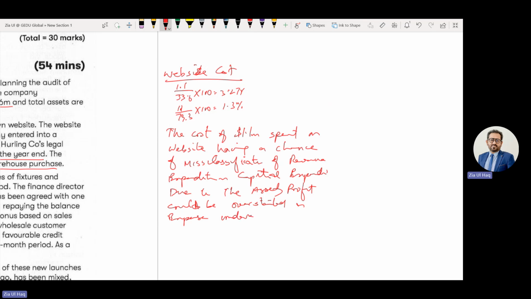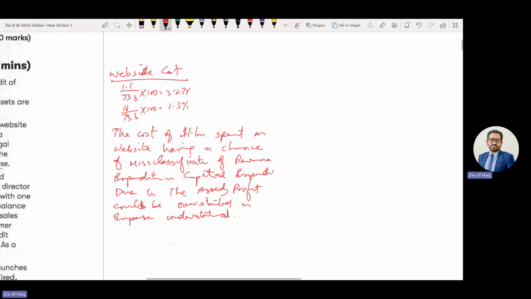In this overstatement, understatement, we need to write down what will be the impact of this issue on the financial statement. What will be the chance of misstatement? How will we verify this? What will be the response? The auditor's response: how can we verify this?